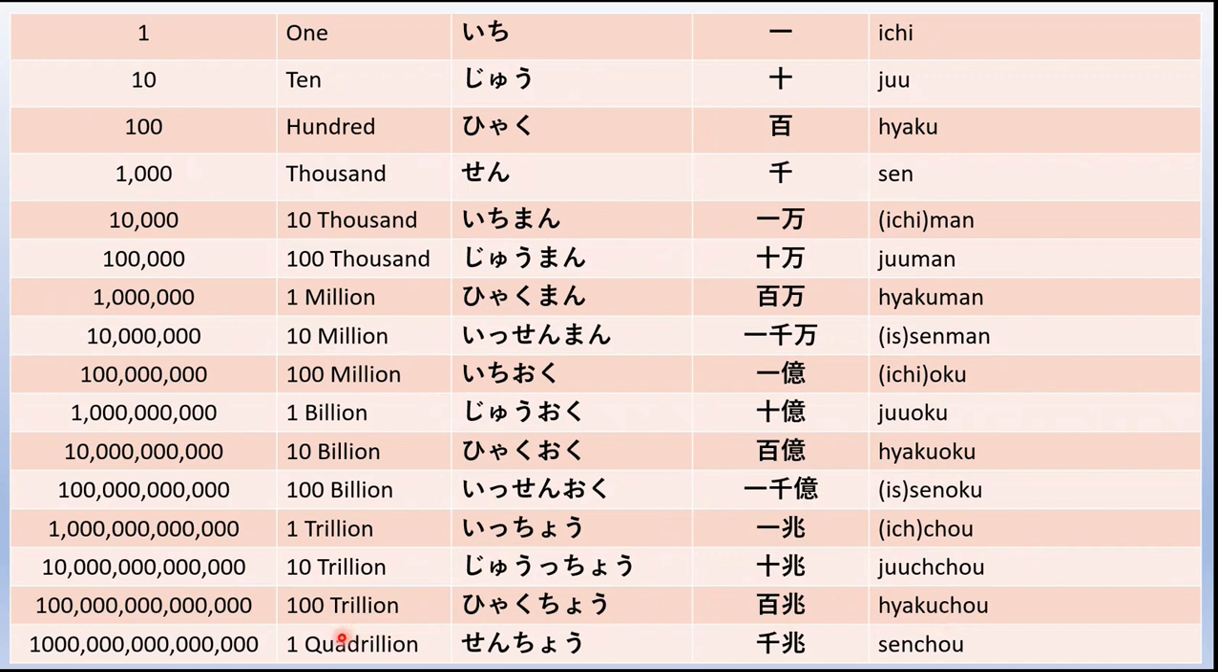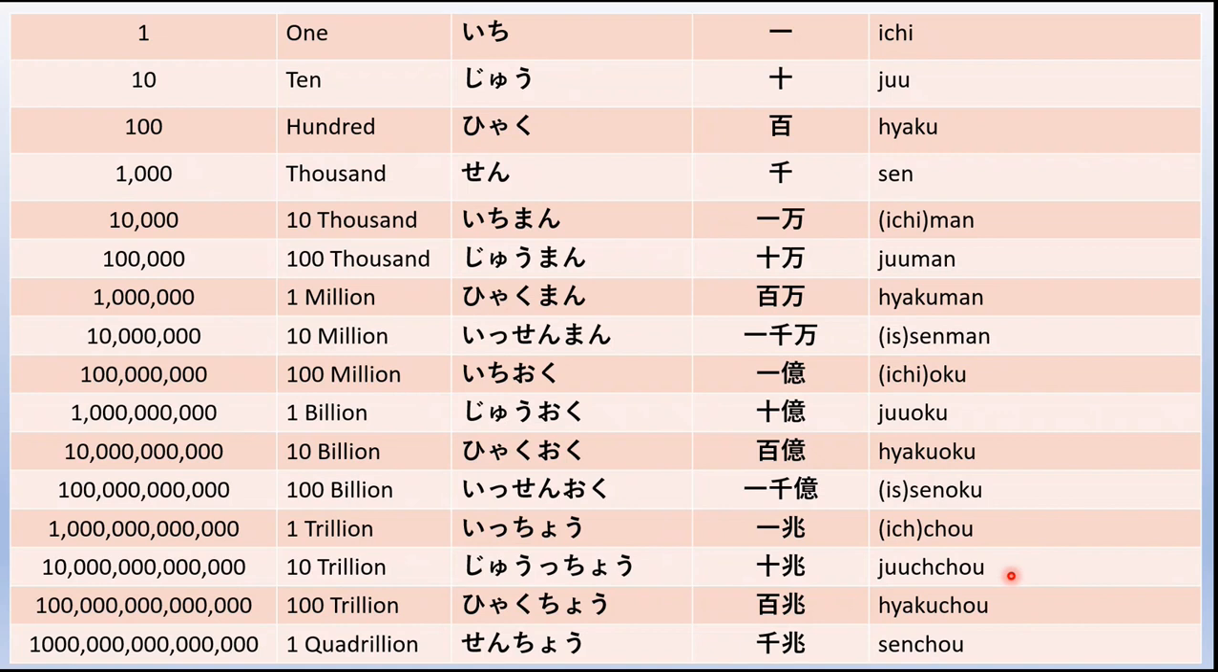After 100 trillion, we have 1 quadrillion, which will be sencho. So sencho means 1000 times of cho. So this is how the bigger numbers in the Japanese numeric system are formed. And after cho there are also other units like Kai and so on.